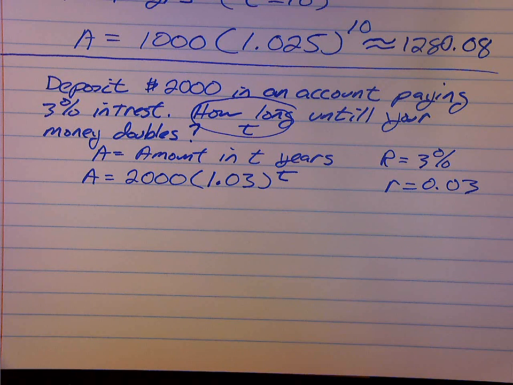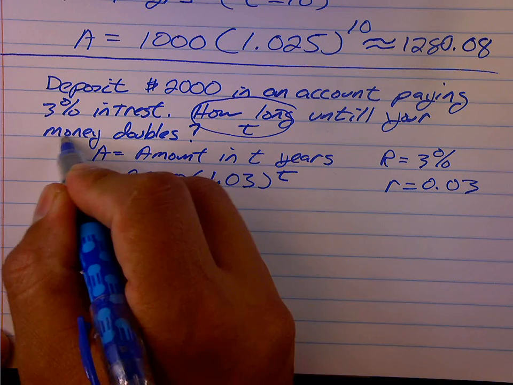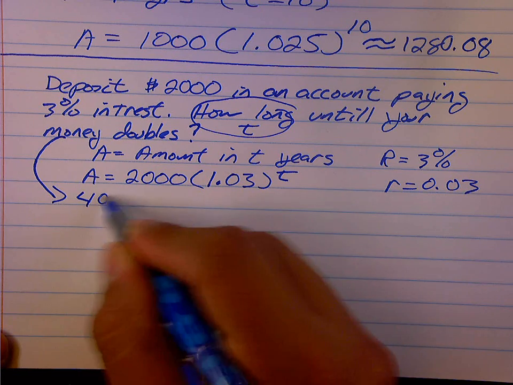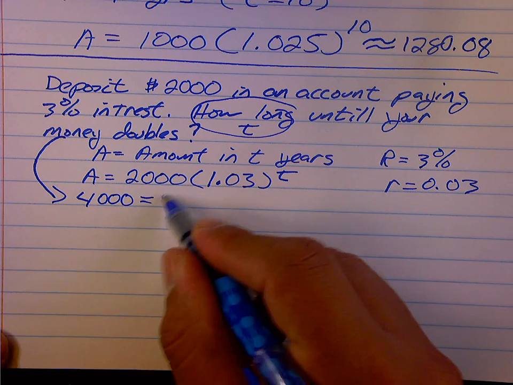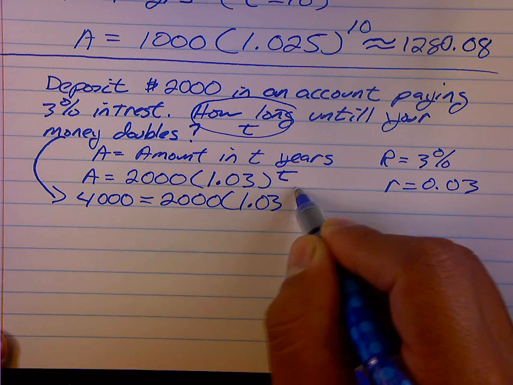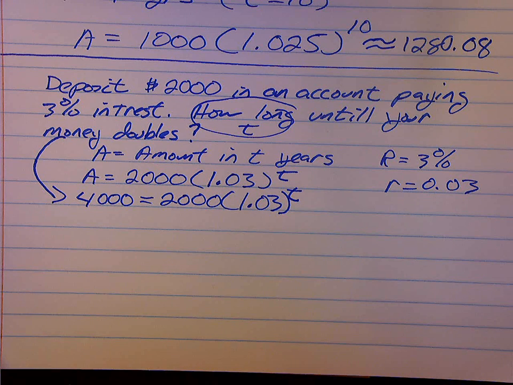Well, how much will I have when it doubles? I put in 2,000, it's going to double, the amount will be $4,000. So that means when it doubles, what's doubling? How much I deposited. So I'm going to have $4,000 in my account sometime in the future. I'm going to solve this equation. I'm going to solve for t by taking both sides and dividing by 2,000.